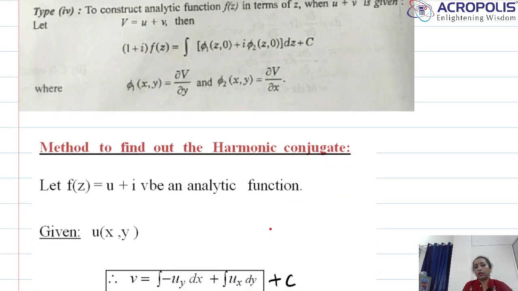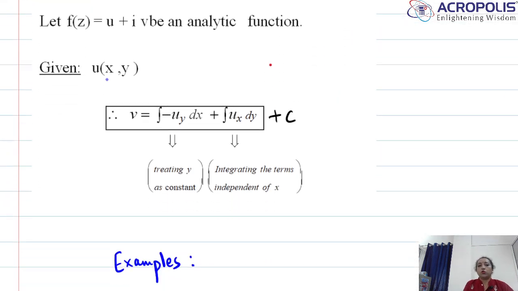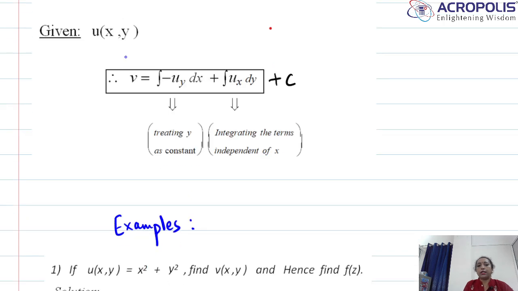Now there is another method, named the method to find the harmonic conjugate. So if f of z equal to u plus iv is an analytic function, and if u of xy, that means the real part, is given, then the imaginary part v is equal to integration of minus uy dx, where y behaves as a constant term, plus integral of ux dy plus c. In this second integral we will take the terms which are independent of x. Now we will proceed with some examples.